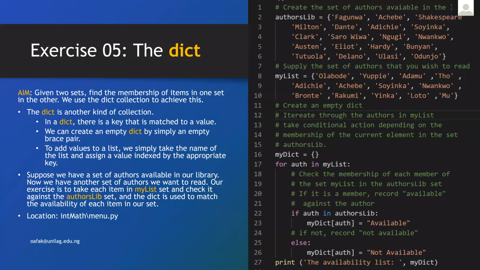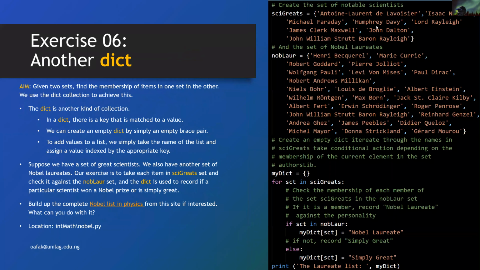I'm now on exercise 6, looking at another example. This is essentially the same code used for something else. In this particular code, we have two lists or two sets. One is science greats, great scientists. Some of them lived before the Nobel Prize was issued. And then the second one is Nobel laureates. So not all the great scientists are Nobel laureates. So what we want to do is check all the great scientists and check out which of them, in addition to being a great scientist, was also a Nobel laureate. It's exactly the same kind of logic that we have done.